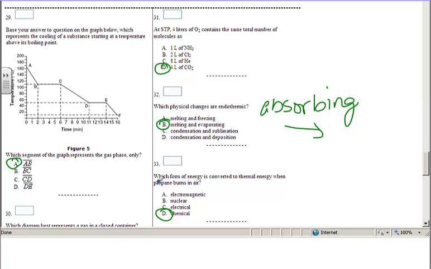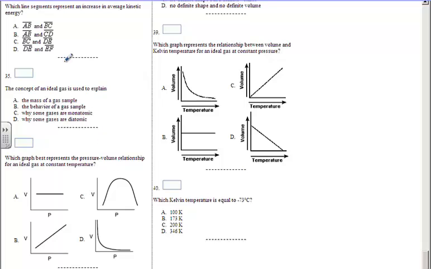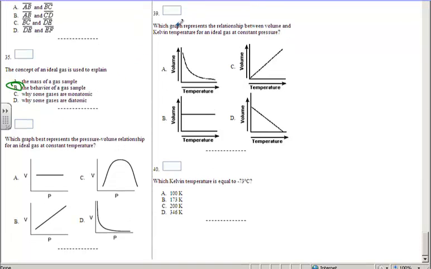Which form of energy is converted to thermal energy when propane burns in air? Well, when you heat something up, you're actually going to turn it into chemical energy because now you have a new product being formed. So that's chemical. Which line? Okay, we did that one. The concept of an ideal gas is used to explain the behavior of a gas sample. That is the whole point of KMT.